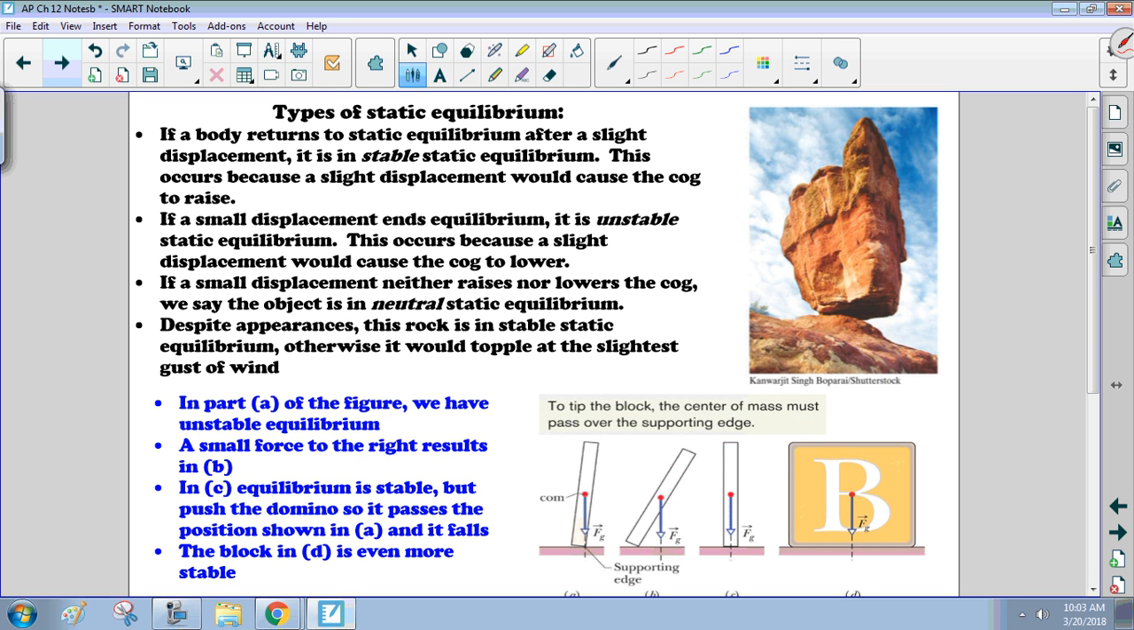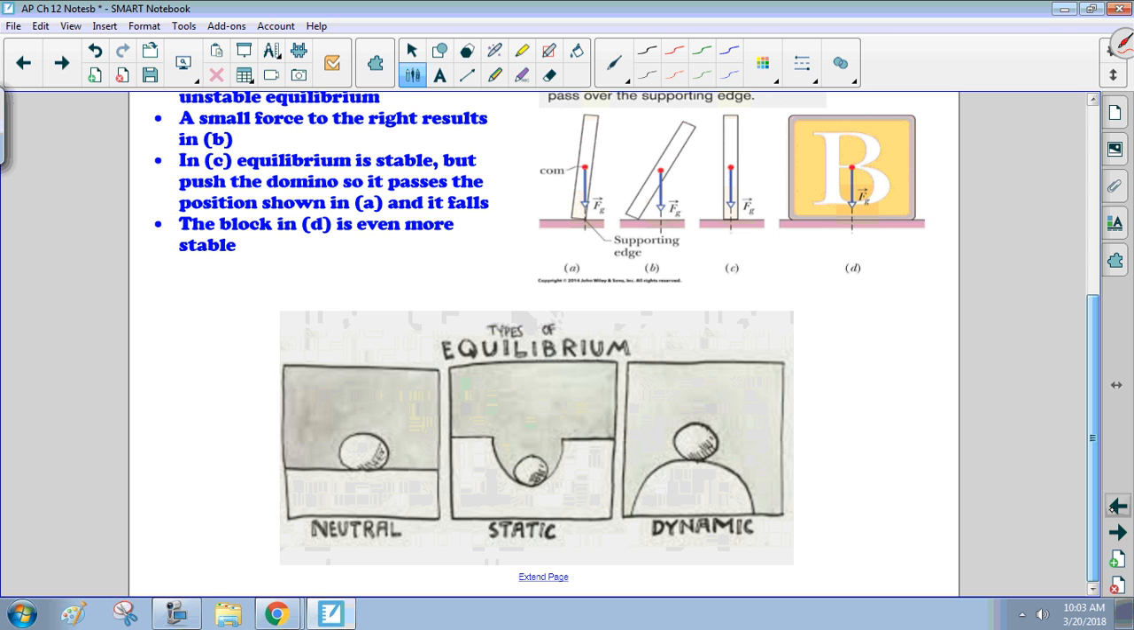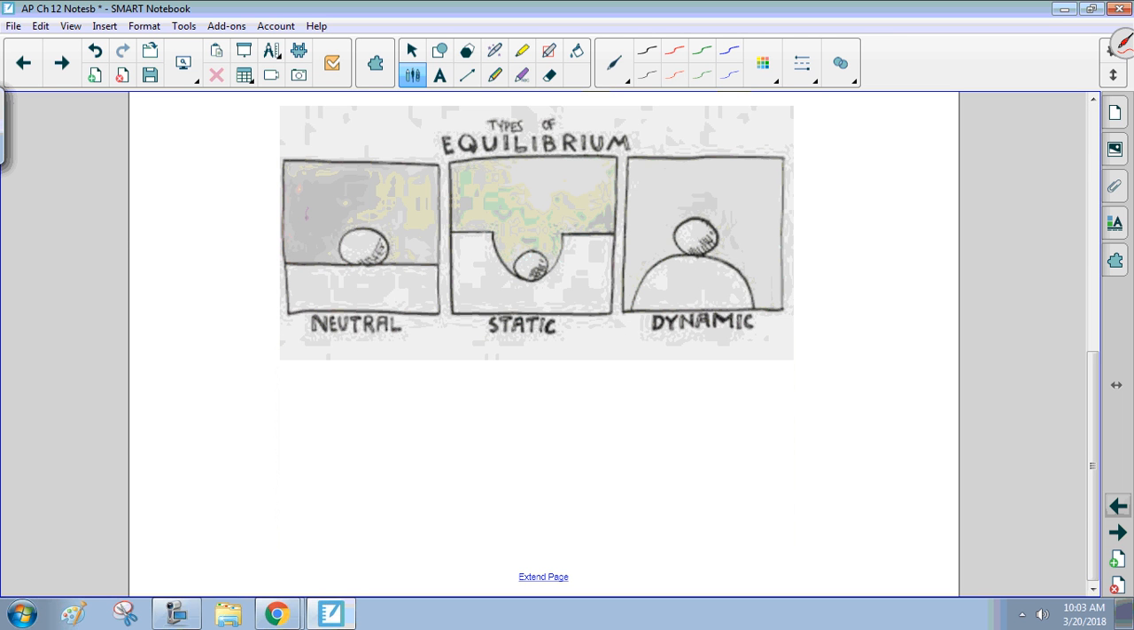Occasionally you'll see these terms down here: neutral, static, and dynamic. I really like this little slide because it gives you a good appreciation for what they are. An object is in neutral equilibrium if giving it a gentle nudge one way or the other doesn't raise or lower the center of gravity. If this little ball's center of mass is right at the center and I nudge it, does the center of gravity move up or down at all? No. Here, sometimes you'll see this called static equilibrium, but usually people call this stable equilibrium.